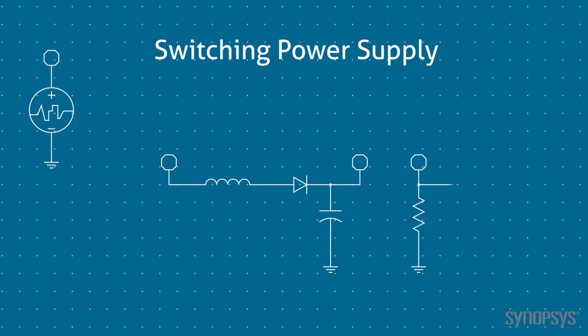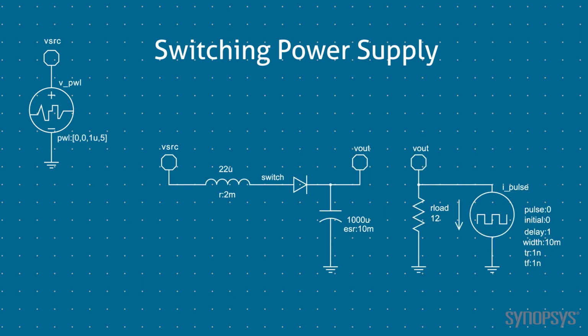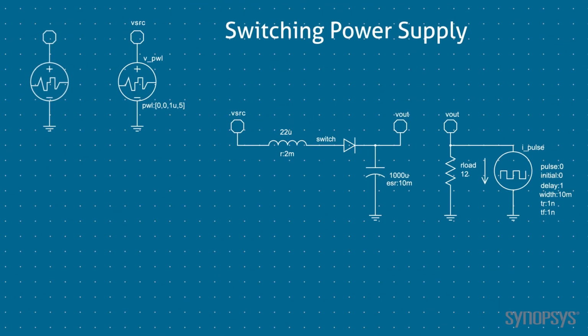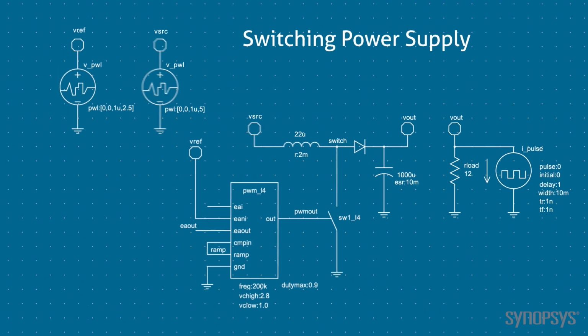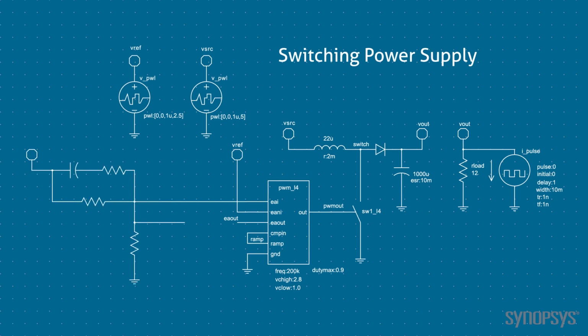It is a boost configuration that steps up 5 volts to 12 volts. A behavioral pulse-width modulator model outputs a digital signal that controls an ideal switch. It produces a sawtooth waveform which drives one input of a comparator. The other comparator input is connected to an internal error amplifier. A Type 3 compensation network is used to stabilize the loop response.